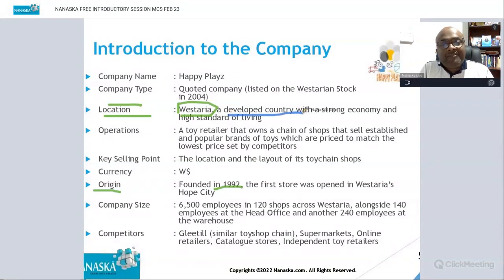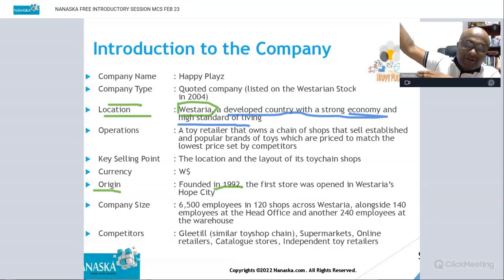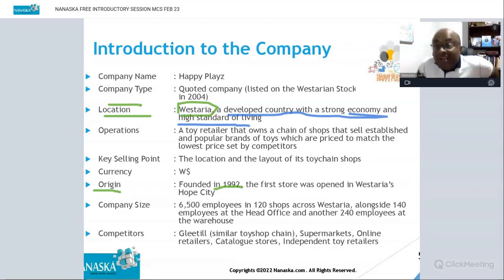A developed country with strong economy and high standard of living. That's laughable, no? Developed country, strong economy, high standard of living. I thought when you are a developed country, you will have a strong economy and you will have a high standard of living. Arguable, but these are the wordings given in the pre-scene, without manipulating them.